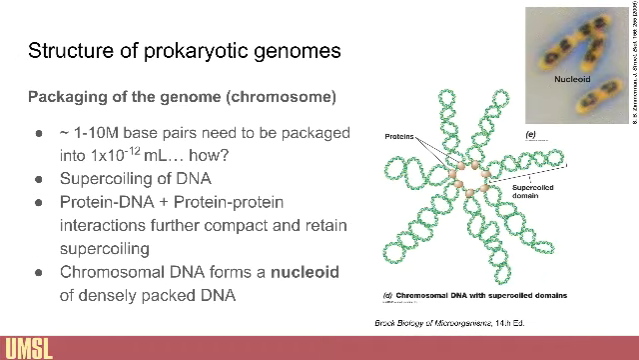And so the genomes, or the chromosomes of bacteria, they need to be packaged. So those, say, 4 million base pairs of E. coli chromosome, they need to get smushed into a very, very tiny volume. And this occurs through supercoiling.